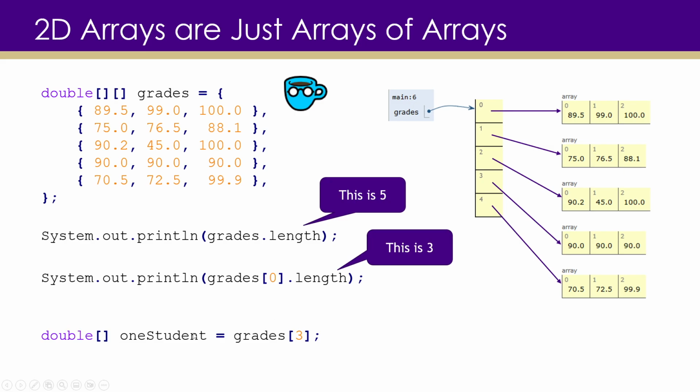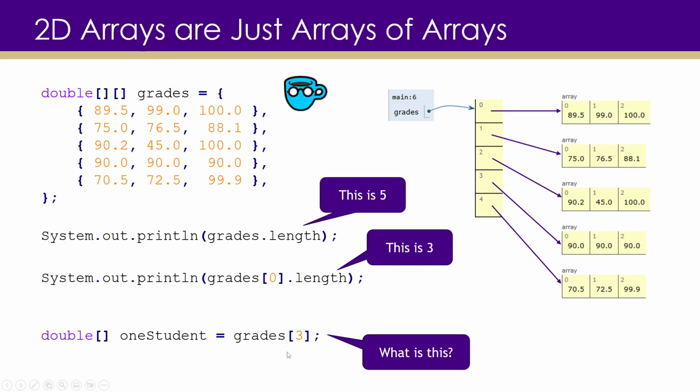So what if I did something like this, right? What is this? I'm saying, hey, create a variable to hold a reference to a double array and assign to that variable the thing at grades index 3. Well, all that is grades, index 0, index 1, index 2, index 3. Guess what? Index 3 of grades contains a reference to this object.